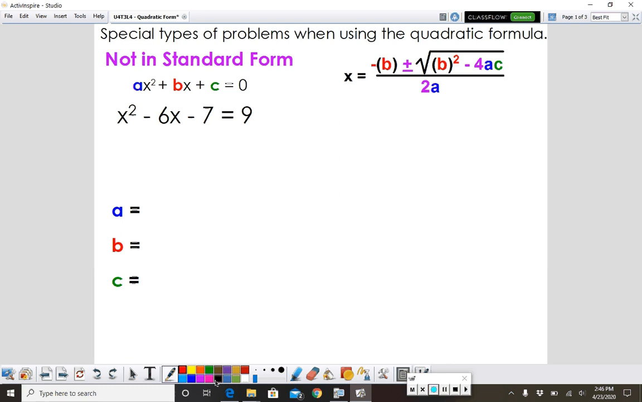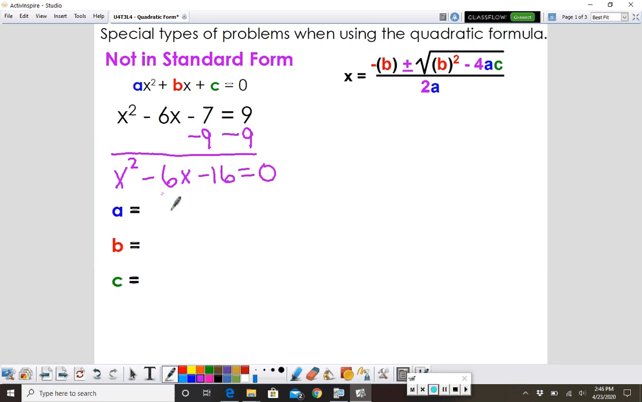So we know how we can put equations into standard form and how we can make them equal 0. Like in this case, I would just subtract 9 on both sides. And I just remember I have to combine my like terms here. So I'm going to get x squared minus 6x minus 16 equals 0.